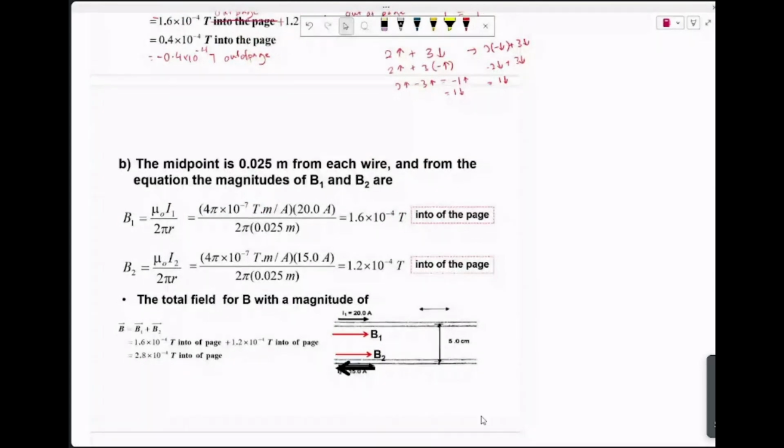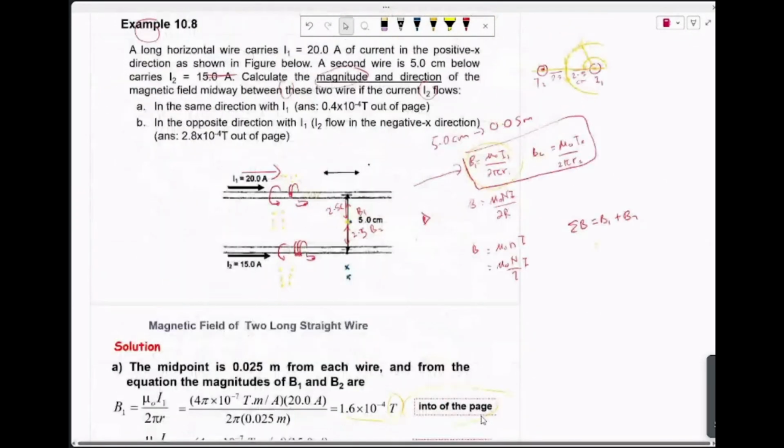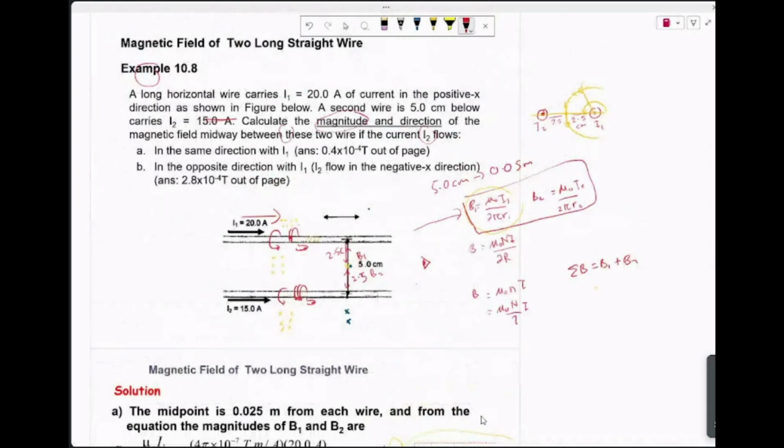Okay. Let's go to the second part, which is the same question. It's only that in this case the current I2 here is in the opposite direction of I1. So what does it mean? I1 remains the same, but I2 is moving in the negative direction.